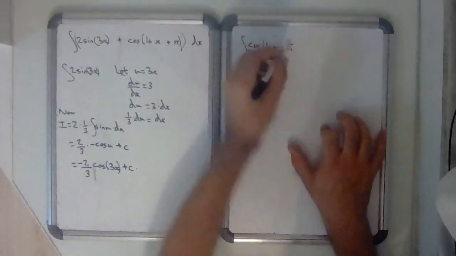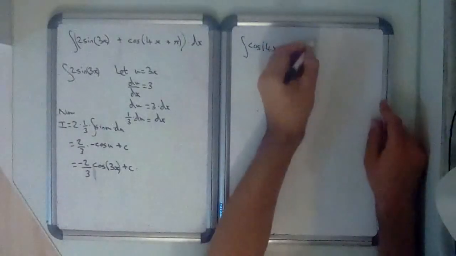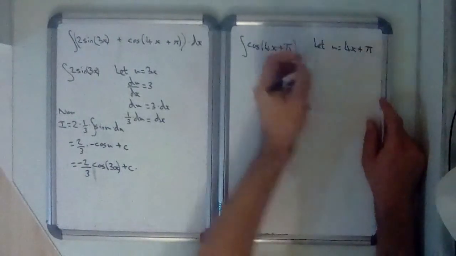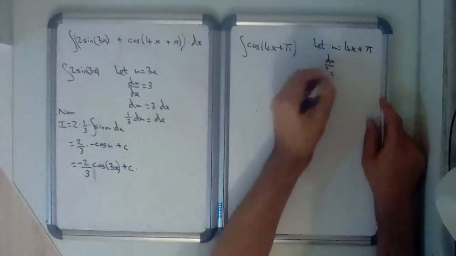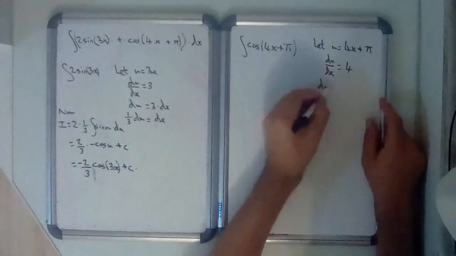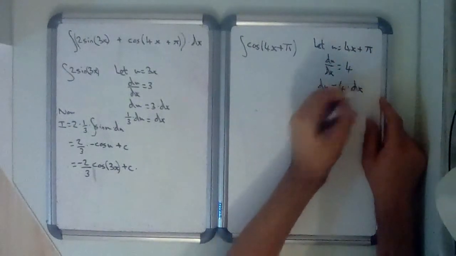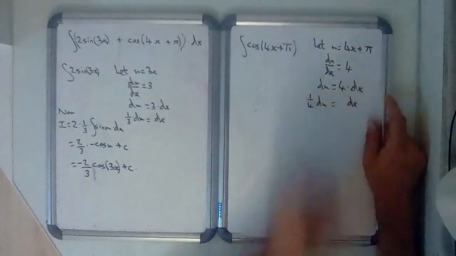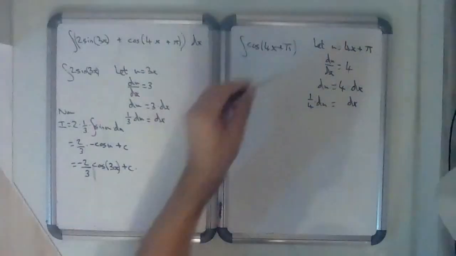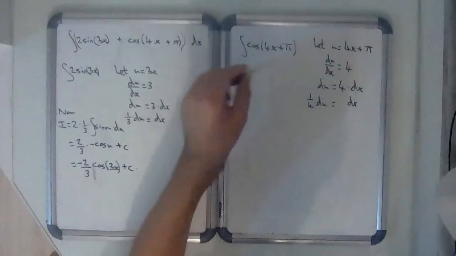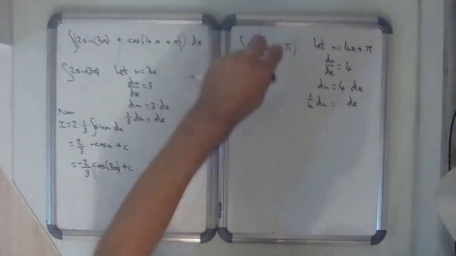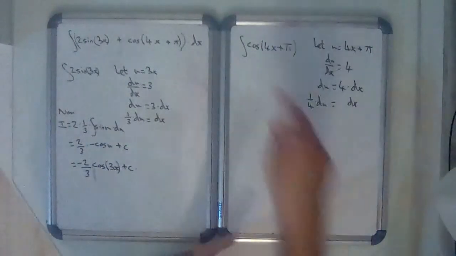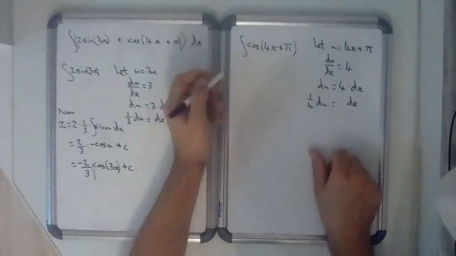So if we find the integral of cos 4x plus pi, you're going to let u equal 4x plus pi. Remember, pi is just a constant, so du by dx is just going to be 4. du equals 4 dx, dx is going to be du over 4, which is the same as a quarter du. So as I was saying, you can see the reciprocal of the derivative of this bracket is always going to come up as a multiplier. And then you're just going to integrate the sine and the cos in the normal way.